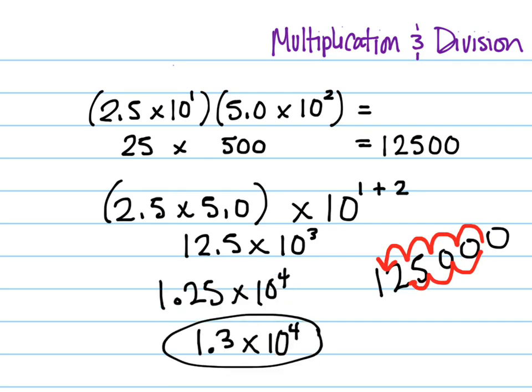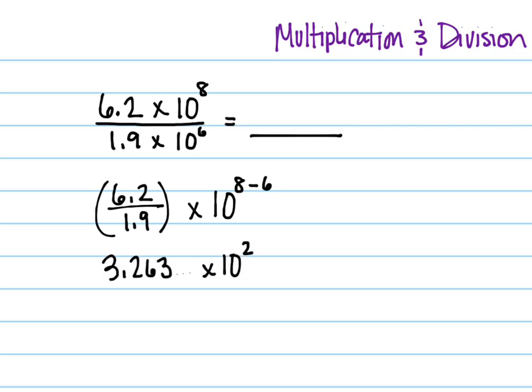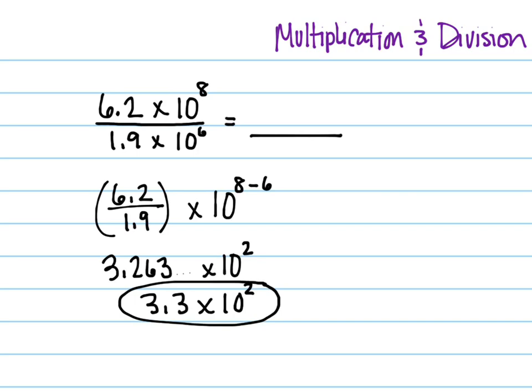What if we want to divide numbers that are in scientific notation? How about 6.2 times 10 to the 8th divided by 1.9 times 10 to the 6th? Well, again, divide the coefficients, multiply the whole mass by the base 10 with its exponents. Since we're dividing, we're going to subtract our exponents. Voila! 3.263, it goes on and on and on and on, times 10 to the 2nd. Of course, we're going to keep 2 digits, rounding, so we get 3.3 times 10 to the 2nd.